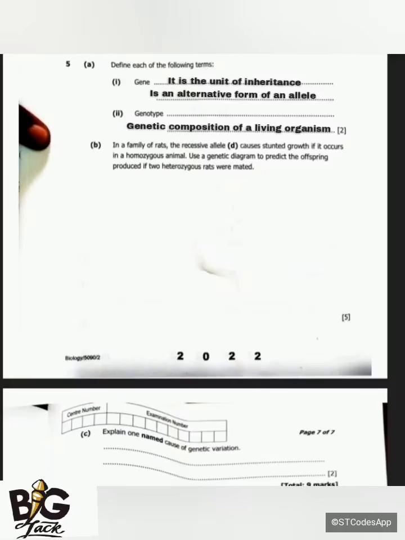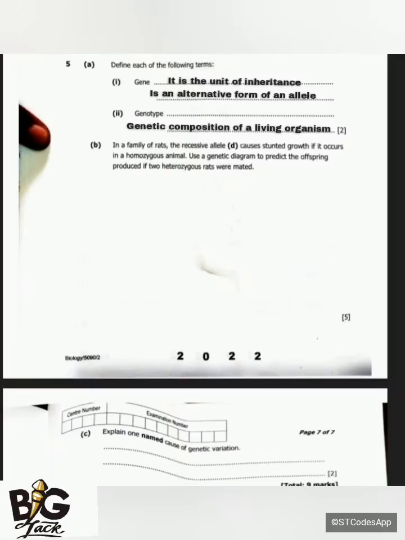Now this question is saying, use a genetic diagram to predict the offspring. The offspring are the children. So use a genetic diagram to predict the offspring produced if two heterozygous rats were mated. When you talk of heterozygous, the alleles can be the same letters but different expression.